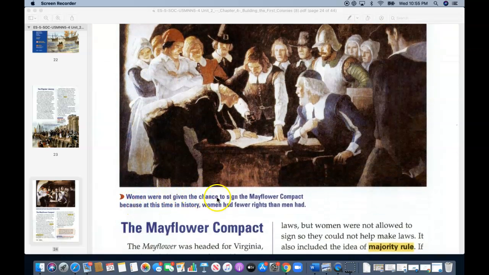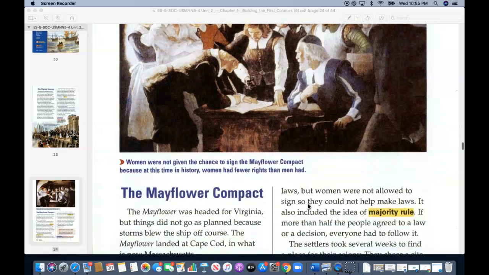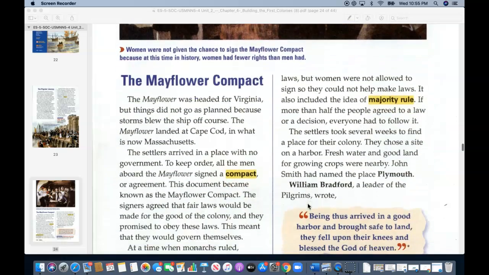Women were not given the chance to sign the Mayflower Compact because at this time in history, women had fewer rights than men had. The Mayflower Compact.